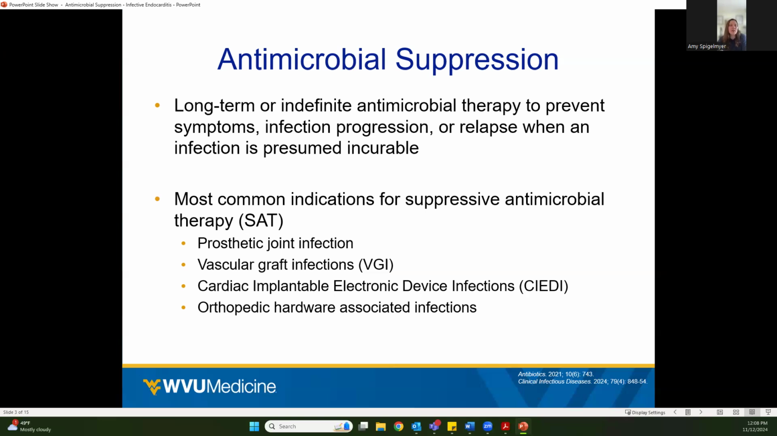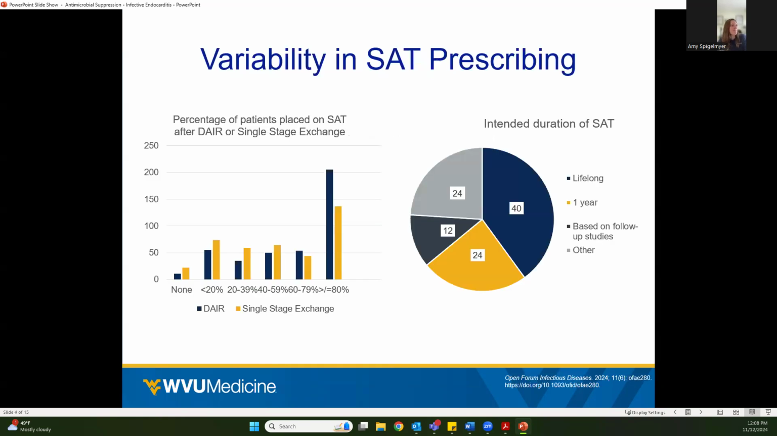What this article found is that while the literature is not robust in these patient populations, there have been numerous small studies, but because of the variability in the patient population, it's really hard to determine exactly when we should be prescribing suppressive antimicrobial therapy. And so a lot of providers will approach these situations very differently. I did want to take some time and talk about some of the variability that we see in suppressive antimicrobial therapy prescribing.